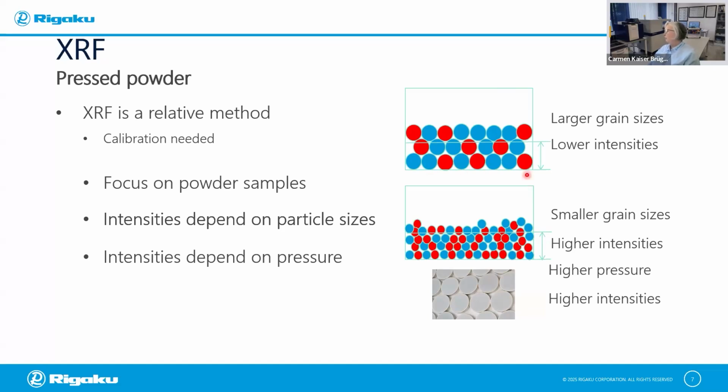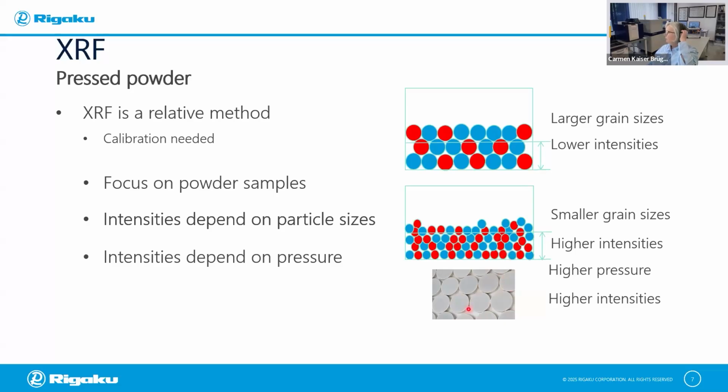So the aim with a pressed powder is to have small grain sizes so that we get higher intensities, and we get homogeneity within the material by reducing particle size. And we want to make a compact specimen, so we have a defined density, because the higher the pressure, the higher the intensities are.